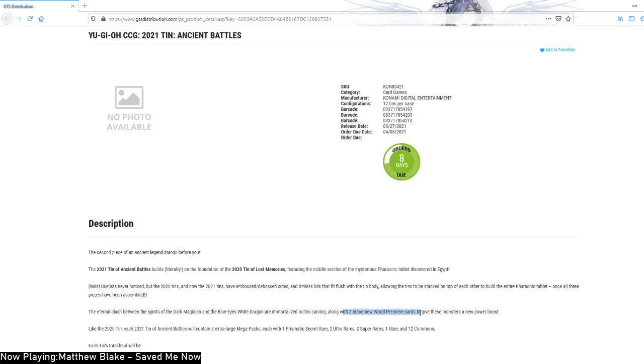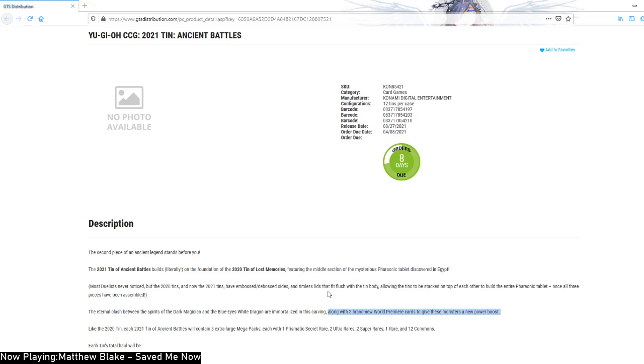Along with three brand new world premiere cards to give these monsters a new boost. So, we are getting world premiere cards again. They're all gonna be Dark Magician and Blue-Eyes support. Again! Yes! More support for Dark Magician and Blue-Eyes. Two decks that really needed support that haven't got the support in years.